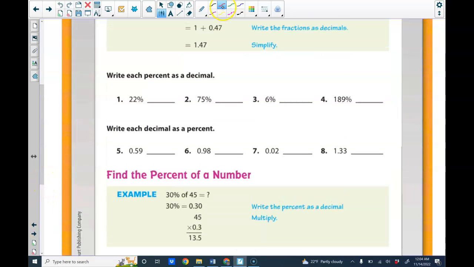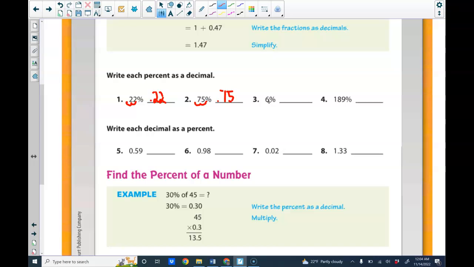So we got a couple different problems here. First, we're moving from a percent to a decimal. If you remember how to do this from last year, we're just going to move the decimal 2 spots to the left. So in the number 22%, the decimal is right there at the end. So we move it to the left 2 spots, and that becomes 0.22 as a decimal. Same thing with 75%. Decimal's at the end, move it 2 spots to the left, so 75% becomes 0.75.